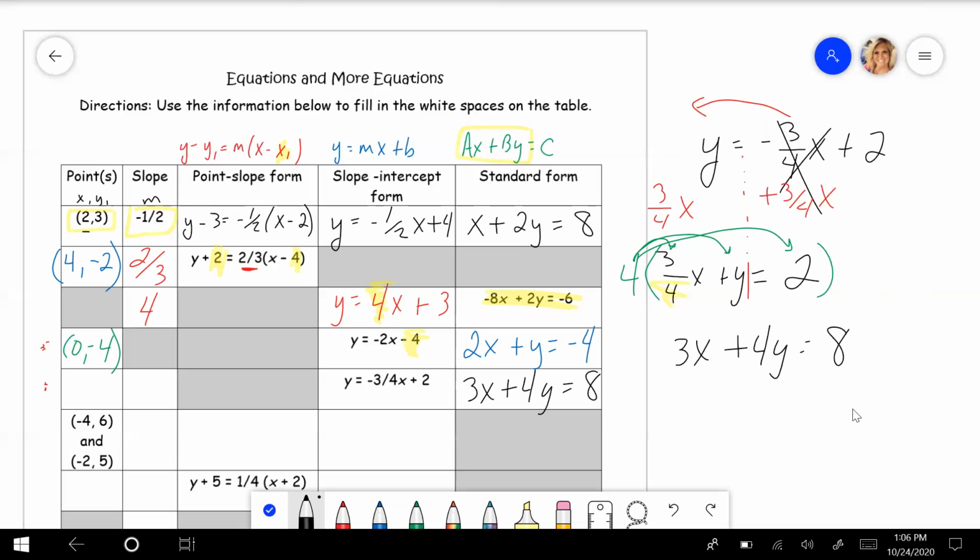Now, oh, I forgot over here. It wants us to give us a point and a y-intercept. Sorry, a point and the slope. Well, the slope is easy. It gives it to us right here in slope-intercept form. -3/4. And my point is 0, 2. My y-intercept is the easiest one to see.